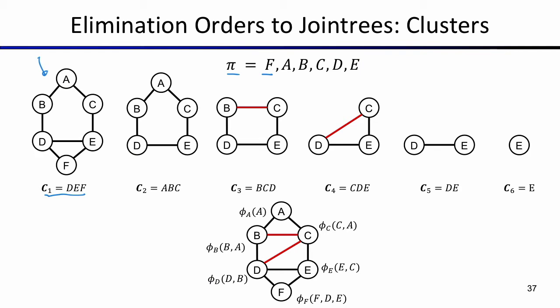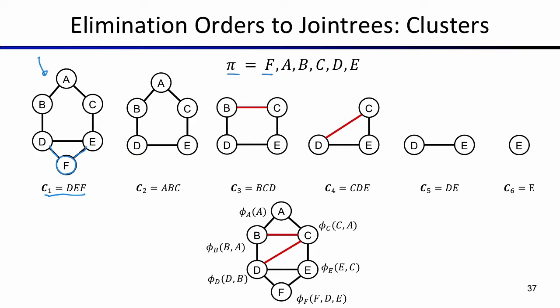Basically, this graph is telling us that in order to eliminate f, and remember that in order to eliminate one variable, we needed to put together all the factors that mention that variable. So it's saying that there are factors that mention f, but are also mentioning variables d and e. So there is one or more factors with those variables in common.